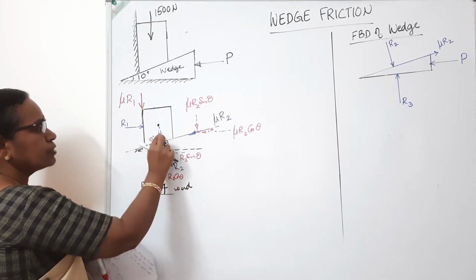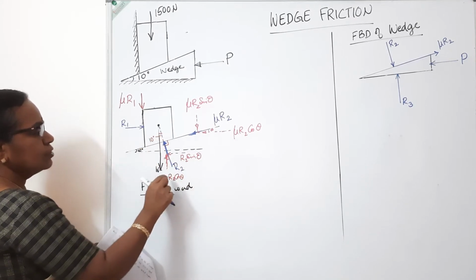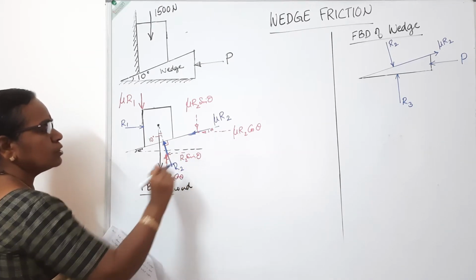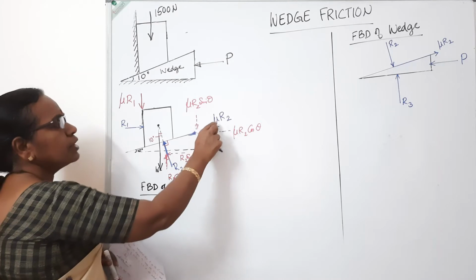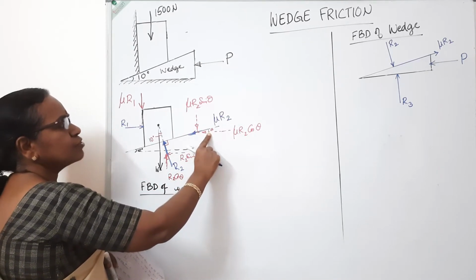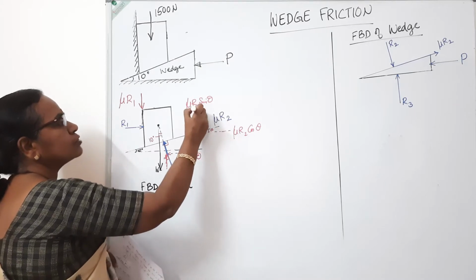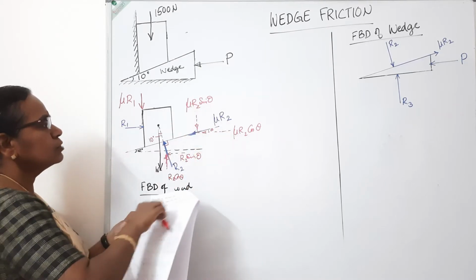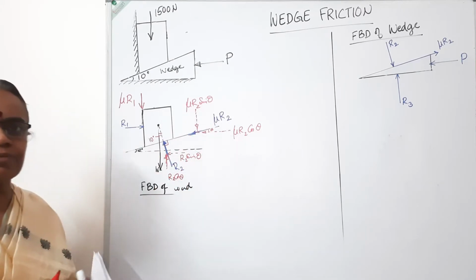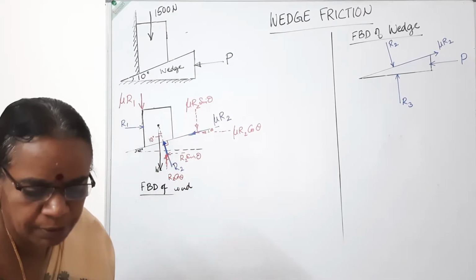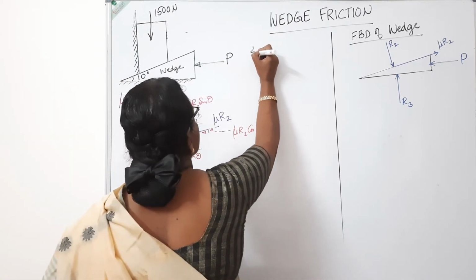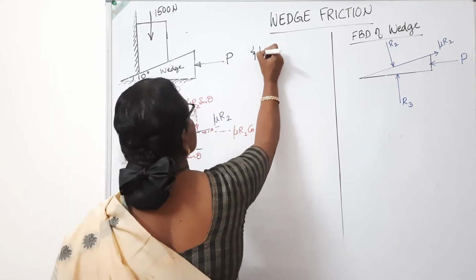R2 makes an angle of theta with vertical, so this component is R2 cos 10 and the horizontal component is R2 sin 10. Similarly, mu R2 is inclined to the plane at an angle of theta. It is resolved into 2 components, mu R2 cos theta and mu R2 sin theta. So now all the forces have been resolved in x and y directions. We can write down the equilibrium equation. Write down sigma Fx is equal to 0.